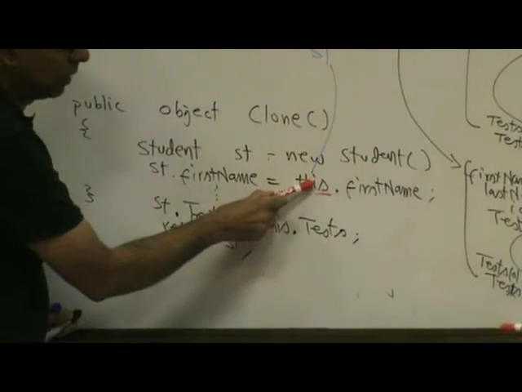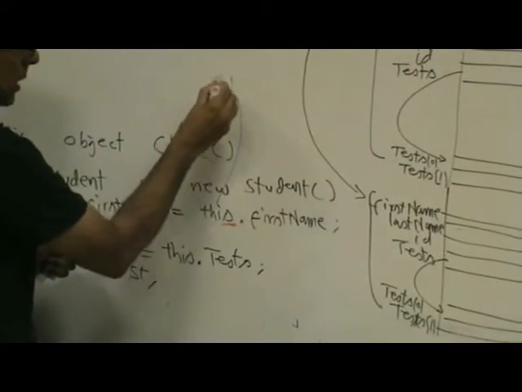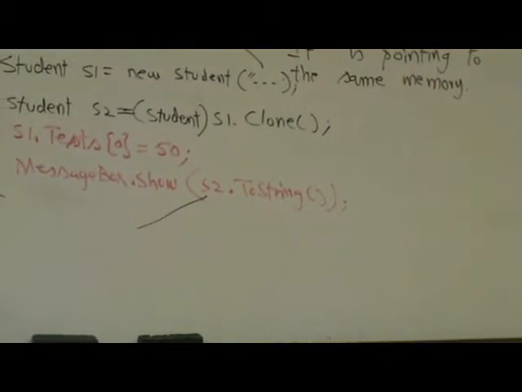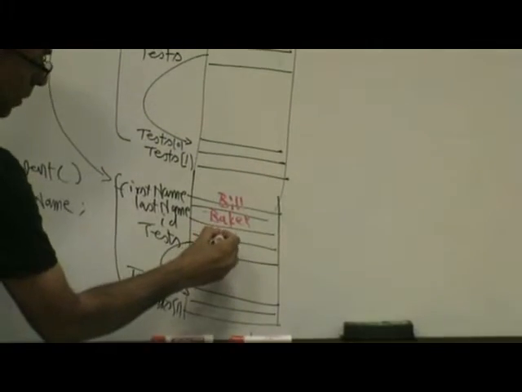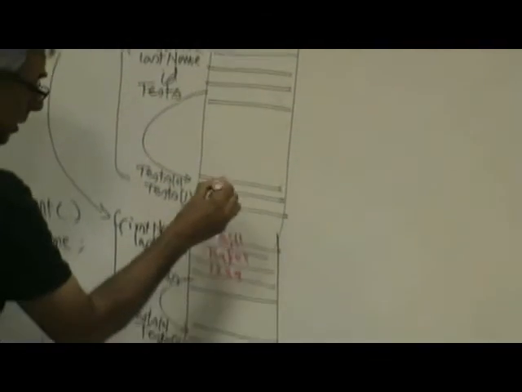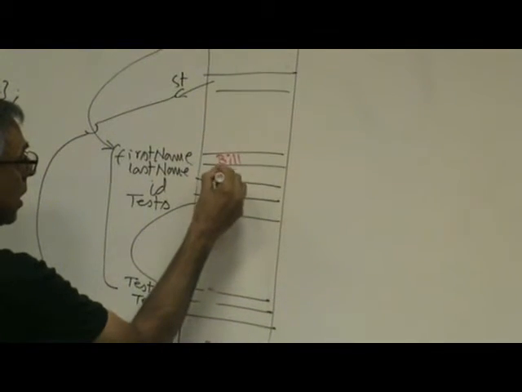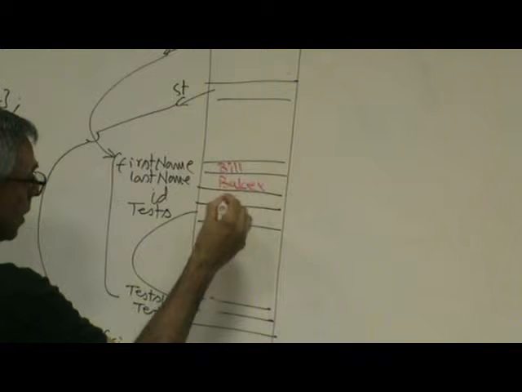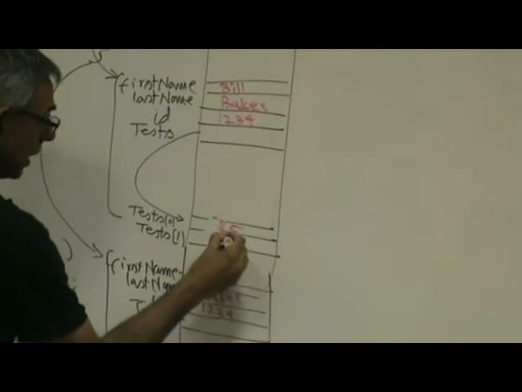ST.firstName equal to this.firstName. So remember, wherever this is, it corresponds to S1, because through S1 we call the clone, right? Okay, so what will it do? ST.firstName, so we'll put Bill over there. It will put Baker over there. It will put 1, 2, 3 over here. If that was the case over here, Bill, Baker, 1, 2, 3, 4. Here we had 85 and 91, correct?